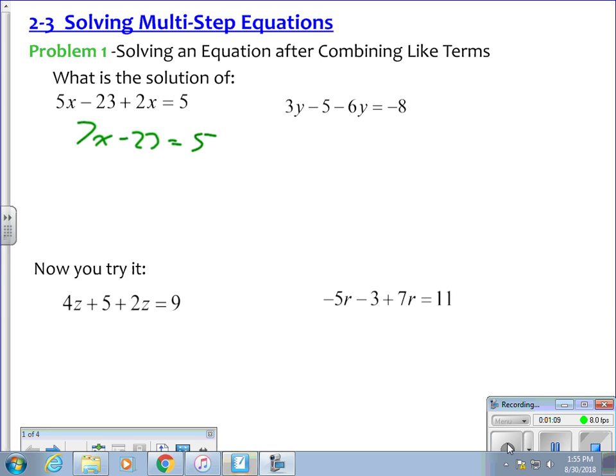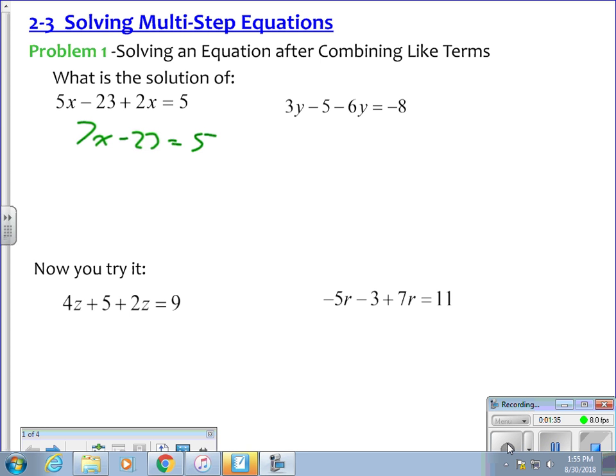My first step is to simplify. This does not count as doing something to both sides because I didn't introduce something new. Remember I talked about if you add something, you need to add it to both sides; subtract, you subtract from both sides. That's only if I'm doing something that's not already there. I didn't do anything new. Everything I did was already there. I just combined it.